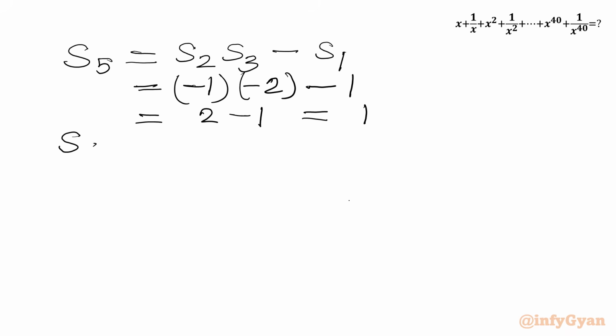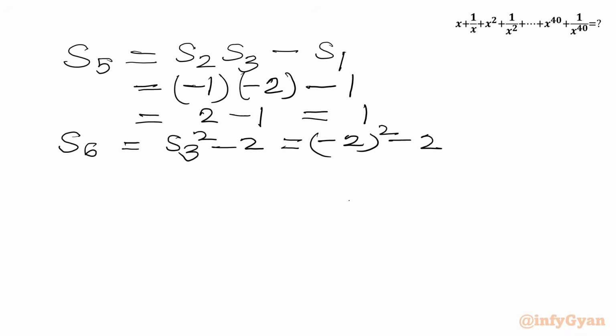Similarly, if we calculate S6 using an algebraic formula, I can write this as equal to S3 square minus 2. Now S3 is known to us, it is minus 2. So minus 2 square minus 2 will be 4 minus 2, which is 2.